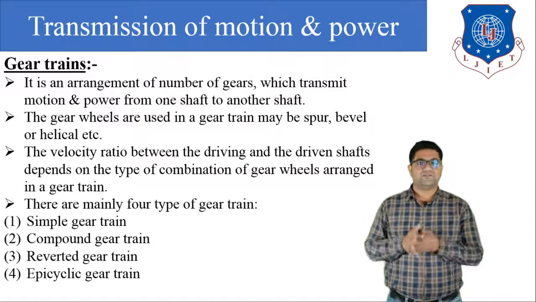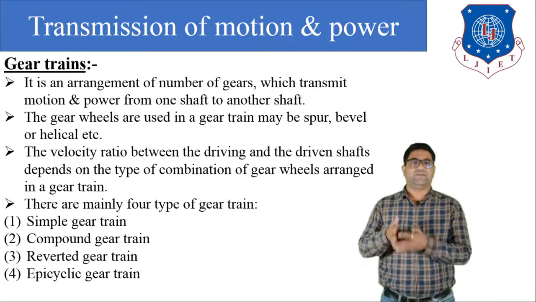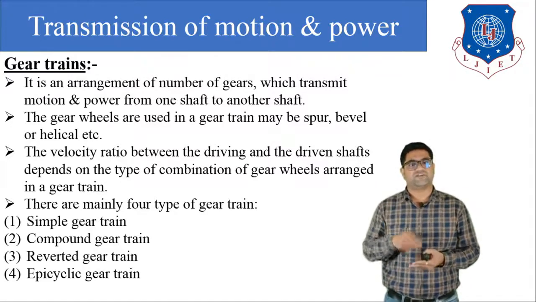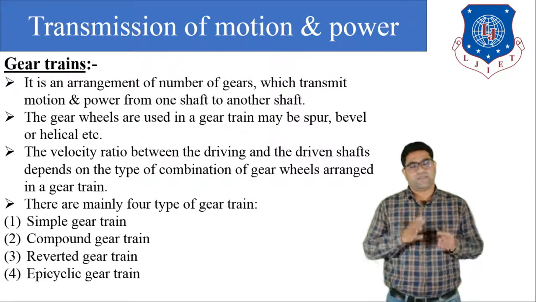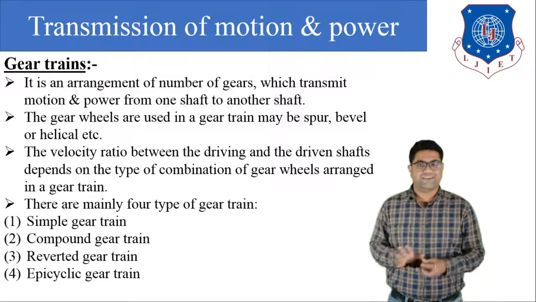So we can say that in the gear train, the velocity ratio between the driving and the driven shaft depends on the type of combination of gears arranged in the gear train. So this is all about the gear train.